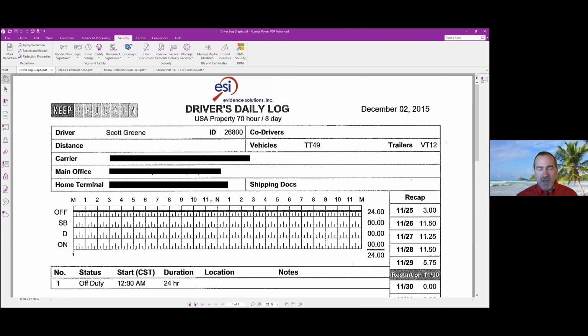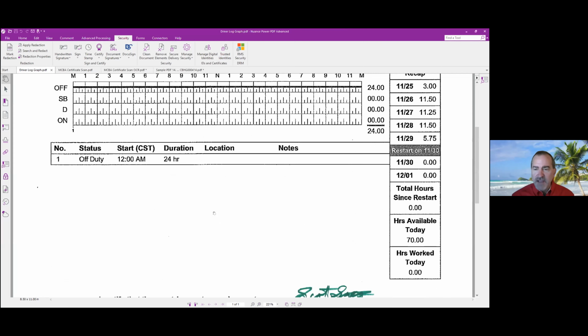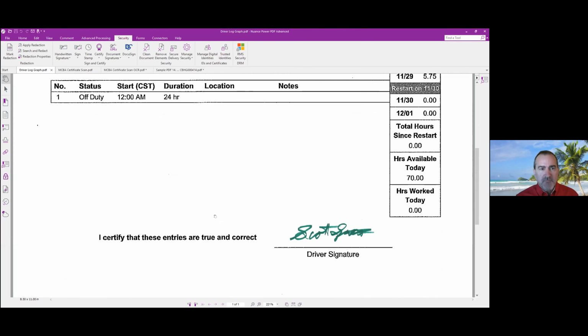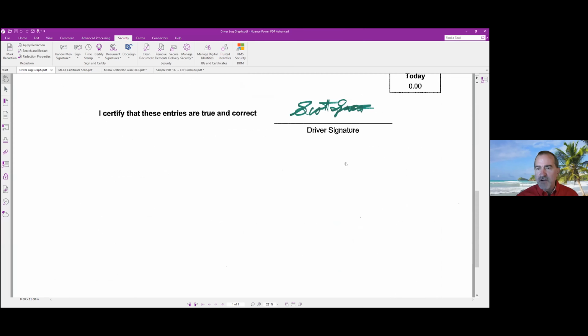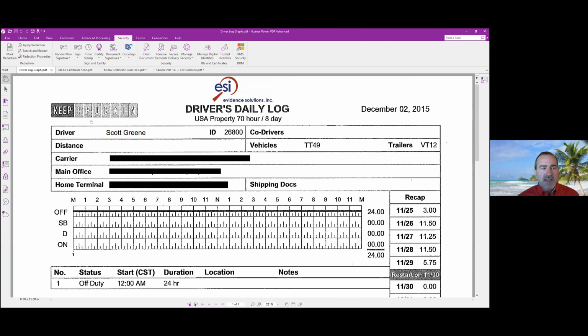I did redact some items here just so that that was clean. And so I'm clearly the driver up here, and I'm the signer down here. In addition, there are other things in this particular document that we're going to look at. But one of the things that you can do when you get a PDF document is you can actually just kind of poke around.